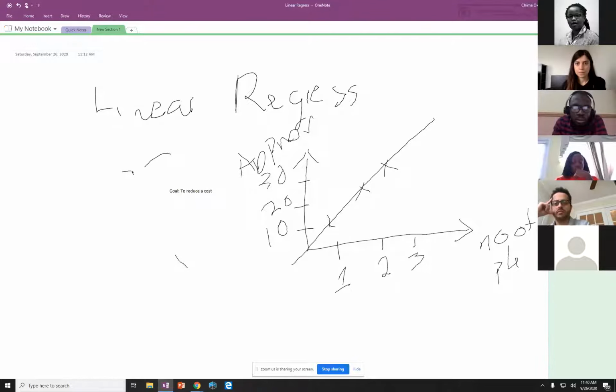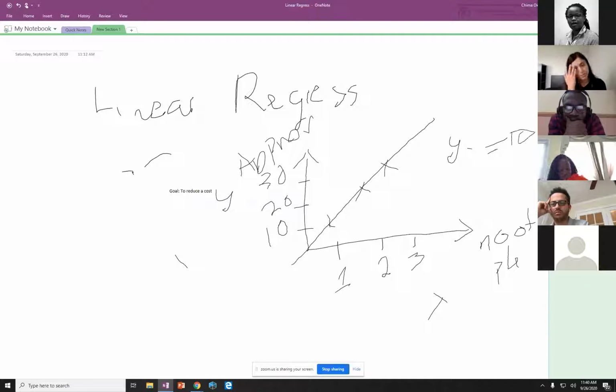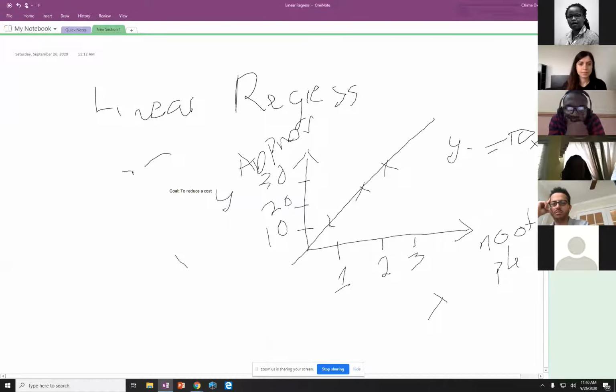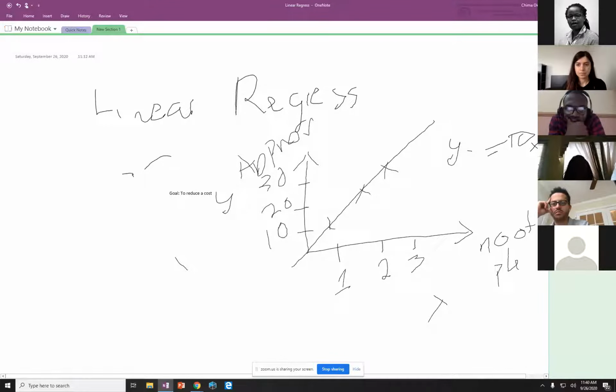So right now all of us can see this is our y-axis, this is our x. Y is equal to 10x. So pretty much what we're trying to do is come up with this formula right here. That's our goal. And what we're trying to estimate is this 10 right here.